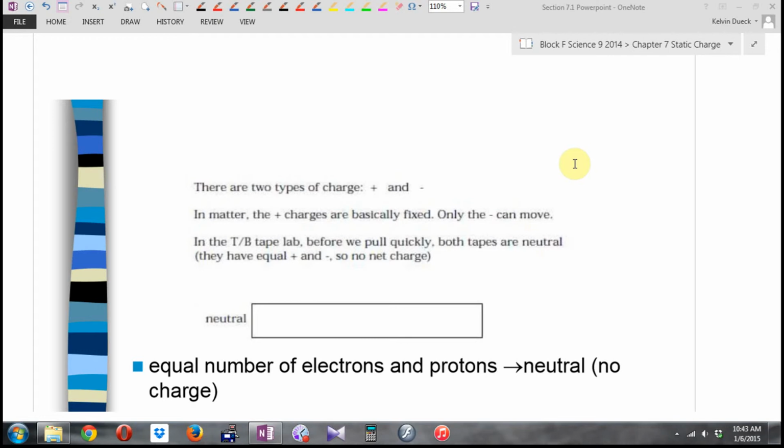If you look just below where we drew the Bohr diagram of an atom, it says this. There are 2 types of charge. And I wrote plus and minus. When I write plus, what English word am I really trying to get you to say? Yep. Positive, and you can use plus for positive and you can use minus for negative.